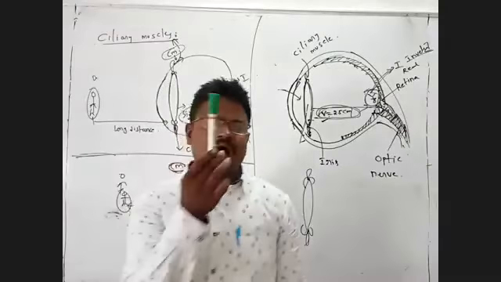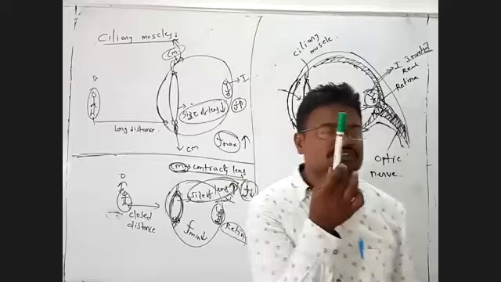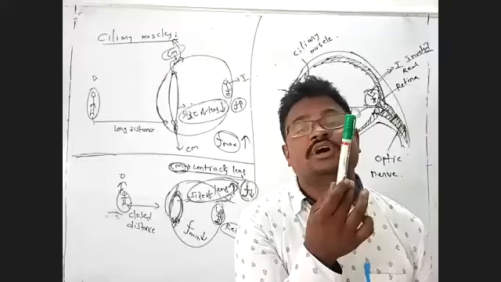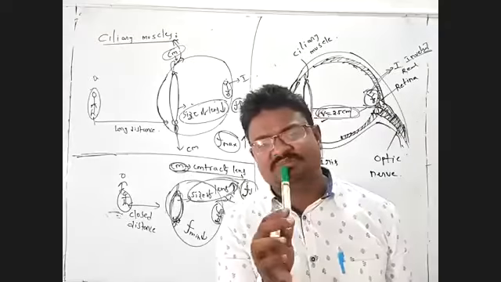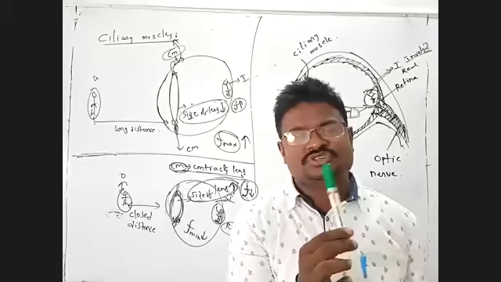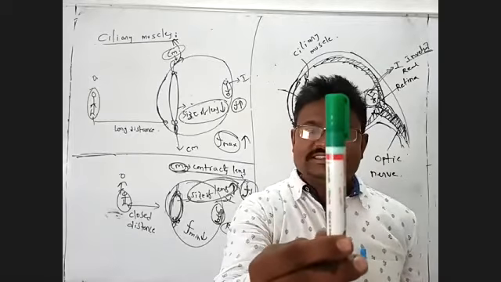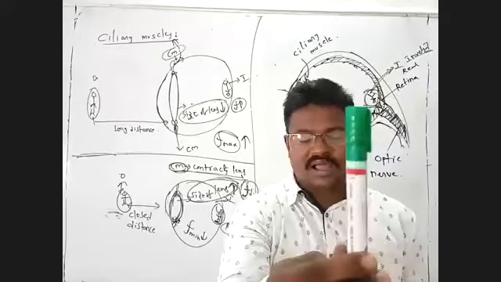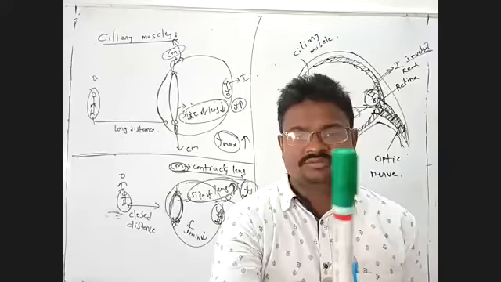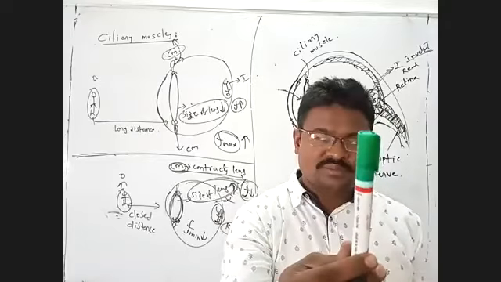So why am I not seeing this object? It means the focal length of the convex lens does not change beyond its limits. Suppose the distance between the object and my eye is 25 centimeters. I'm able to see this whole object.